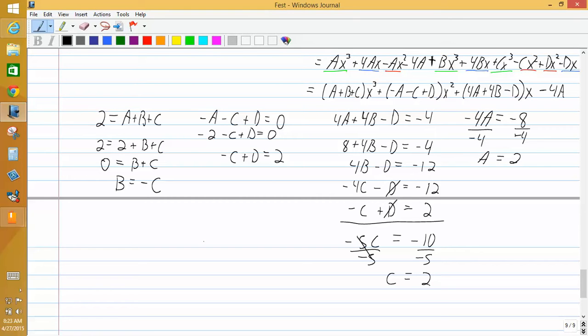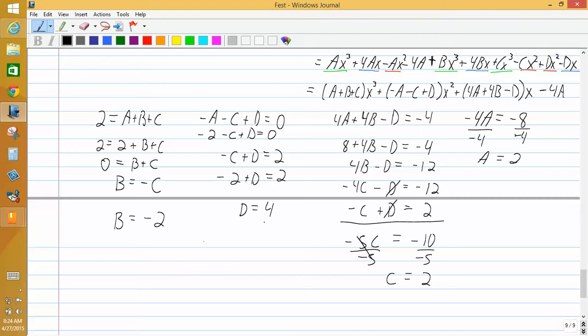All right? So if C equals 2, what can I solve for really quickly? Negative C. Yeah, I can solve right here. I have B equals negative C. So what does B have to be equal to? Negative 2. All right? Up here, I have negative C plus D equals 2. So negative 2 plus D equals 2. So then what does D have to be equal to? D, if you move the 2 over, equals 4. So I've solved for A, B, C, and D.